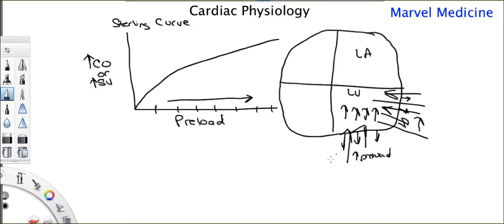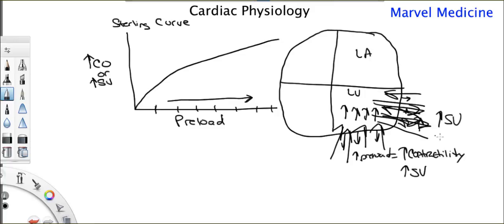Okay? The more it stretches, it says to itself, hey, there's a lot of blood in here, I need to get it out. So the more preload that's in there, that increases the contractility. And by doing that, it increases stroke volume. What's contractility? It's the force with which the ventricle contracts. If it's contracting with a stronger force, it's going to send out a lot more blood, okay? What is that going to do to my stroke volume? Increase my stroke volume. If I increase my stroke volume, what will that do to my cardiac output? Increase my cardiac output.